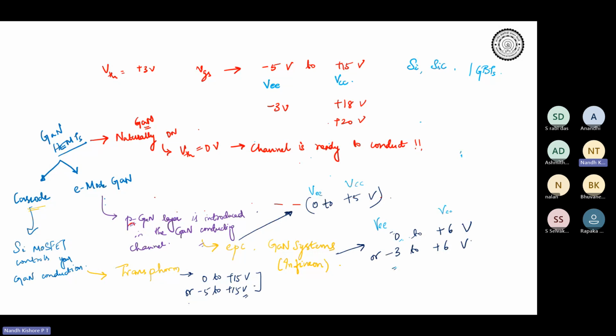Because for GaN HEMTs, the threshold voltage for E-mode GaN typically is around 1.6 or 1.7 volts. So if you go below 1.7 volts, you're safe. Now the point is, for EPC GaN, the manufacturers specify between 0 to plus 5 volts. That is the recommended value. And for GaN Systems or Infineon GaN, you have between 0 to plus 6 or minus 3 to plus 6 volts.